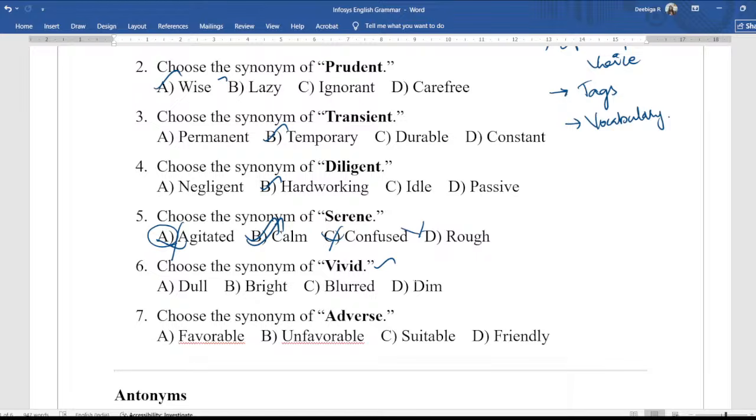Adverse, you might have heard like adverse situation, adverse something, right? Something that's talking about the intensity of it, making something difficult, or something that is not favorable. So the correct answer would be unfavorable. Adverse condition is unfavorable condition. For example, our flight was cancelled because of adverse weather conditions. So that is the answer.